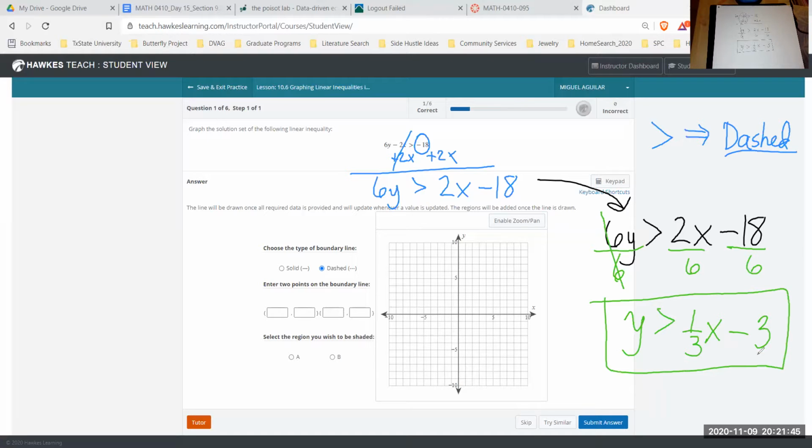Okay, so the y-intercept here should be 0, comma, negative 3. So we can just type that first point in, 0, negative 3. Is anybody confused on how I got 0, negative 3?